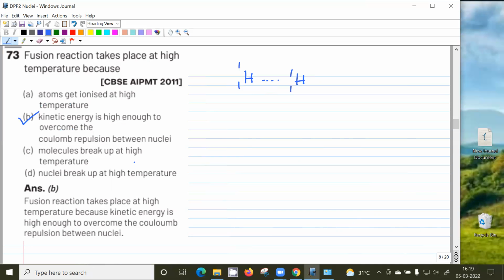There is no question of breaking up because this is fusion. You have to combine them. In fission reaction, we have to break it up. Atoms getting ionized: this is a nuclear reaction, so it's well within the atom. It's not at the atomic level, so this is also wrong. Molecule: it's not molecular level. It's not atomic level. It's not breaking up also. And this is the correct answer.